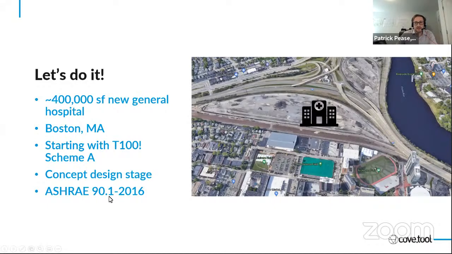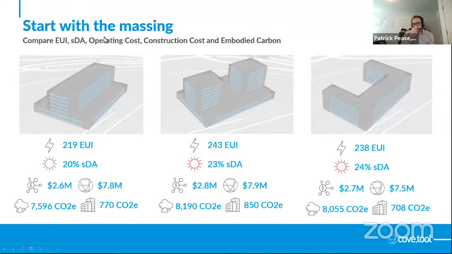And this is concept stage. So still early on, we don't know that much about the hospital. We don't have an internal layout, and we don't have much else besides a shape, a size, and targets. And we're going to start with ASHRAE 90.1 2016 as our baseline. And so we're going to start with the massing, and that can look something like this, which is a lot of data, but we can unpack it slowly.